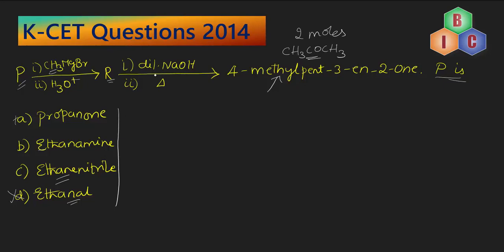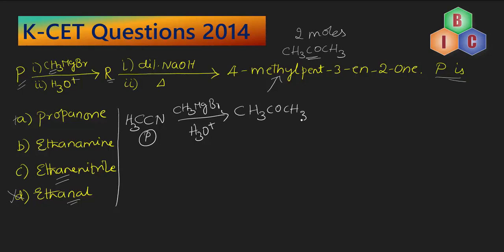So let us say this is ethane nitrile. Only this will yield us acetone when treated with methyl magnesium bromide followed by hydrolysis. So ethane nitrile, CH3CN, of course, C triple bond N. This is P. It is treated with methyl magnesium bromide and followed by hydrolysis. It will yield us acetone. You can write the conversion equation and find out for yourself.